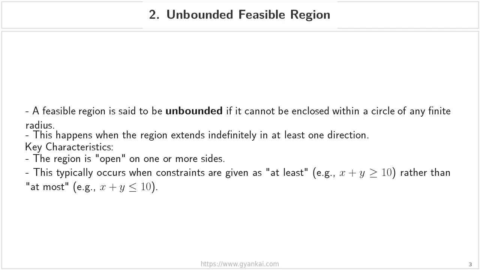Let's break down the key characteristics so you know what to look for during an exam. First, unlike the closed polygon we saw in the bounded example, an unbounded region is open on one or more sides. You'll notice this typically happens when your constraints use the phrase "at least." For example, if you see an inequality like x + y ≥ 10, you are shading the area away from the origin, which leaves the region open.